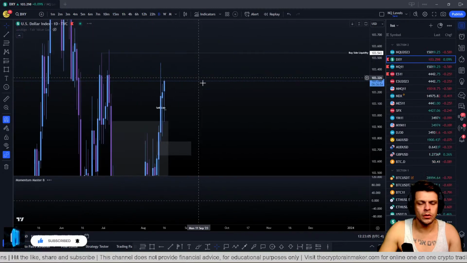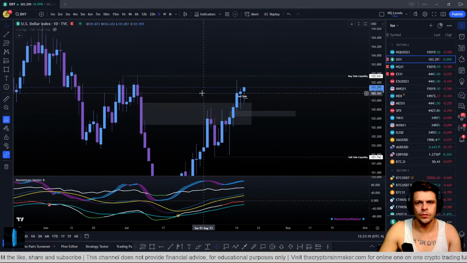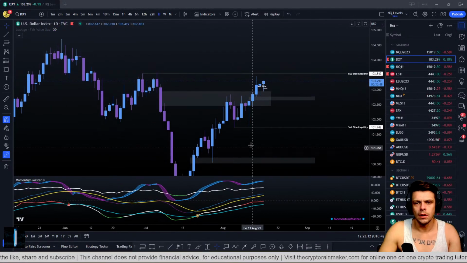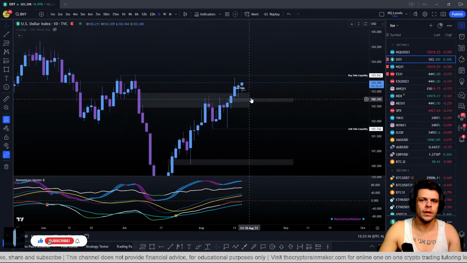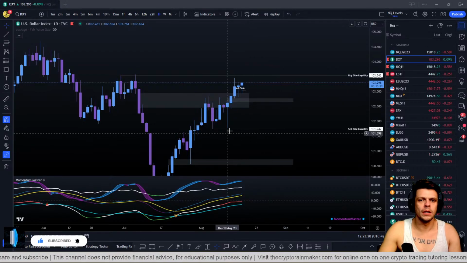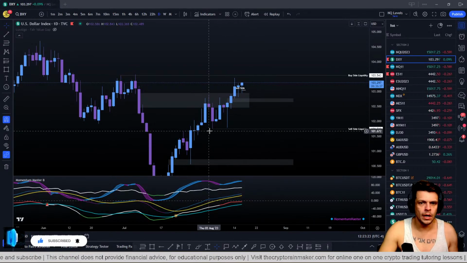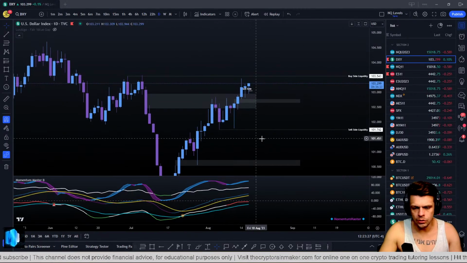All right, I'm not going to spend too much time on the dollar. I think it's pretty straightforward. The draw on liquidity in my mind is towards these relative equal highs, and after that the draw on liquidity will possibly be this imbalance and the sell side liquidity that we have below these relative equal lows. All right, so that's the dollar.